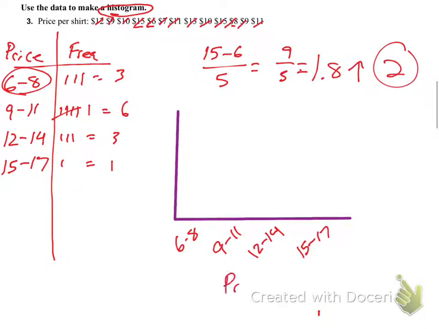And then make sure you label. And then the frequency, looks like there's only 6, so you could go by ones. So 1, 2, actually, 2, 3, 4, 5, and 6.